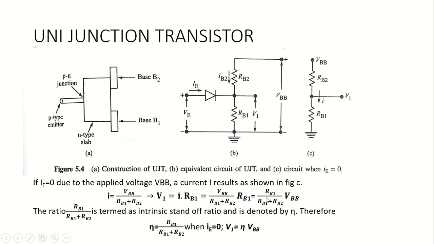Now here comes an important term called intrinsic standoff ratio. The ratio of RB1 divided by RB1 plus RB2 is termed the intrinsic standoff ratio, which is denoted by eta. Therefore, if we substitute eta in place of this, then the voltage across the resistance RB1 is V1 equals eta into VBB when the emitter current is 0.